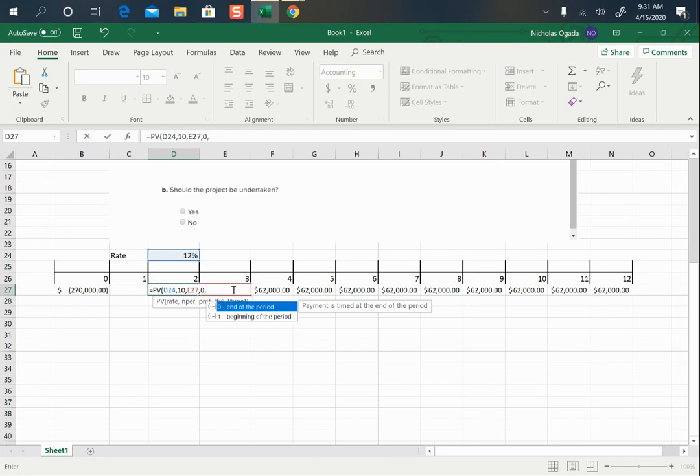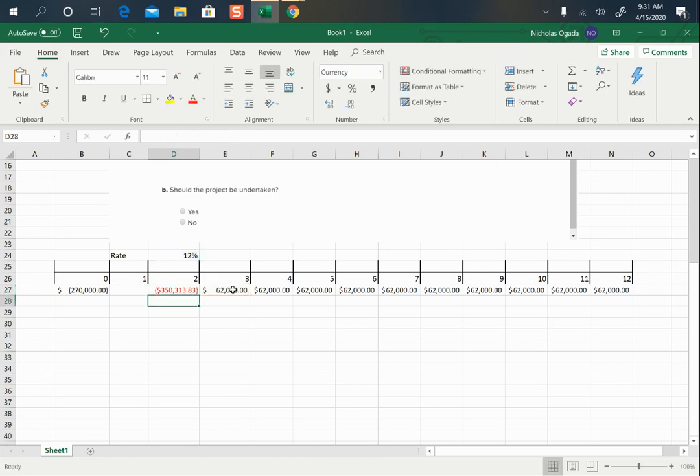And these payments are coming at the end of the period. Again, that will be 0 by default, or you could skip it, and you'll enter, and this will give you the present value of all those future cash flows, the $62,000 each year. But this is now the present value of this payment at the end of year 2.